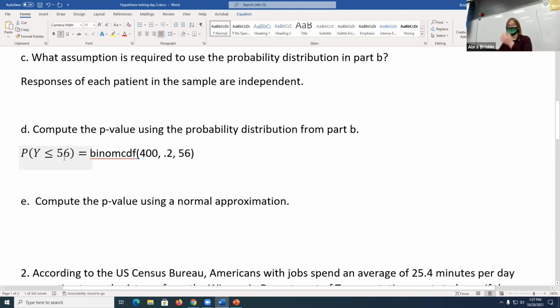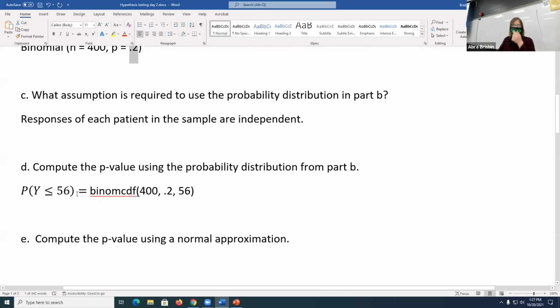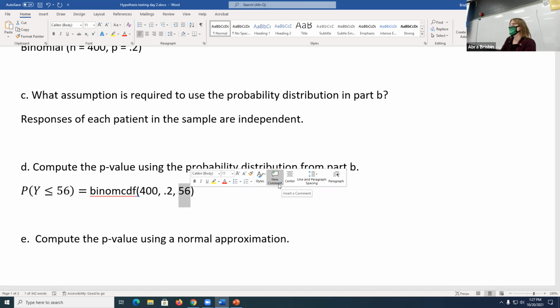And we can do that using a binomial distribution, using binom CDF of 400, 0.2. So that's using the parameters that we used from part B. That's using our assumption of supposing we're in the world where the null hypothesis is true. And because we're finding the probability that Y is less than or equal to 56, we don't need to do any funny business with subtracting 1. We can just put in 56 directly. Questions about this?